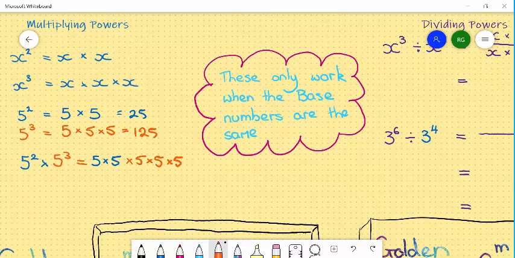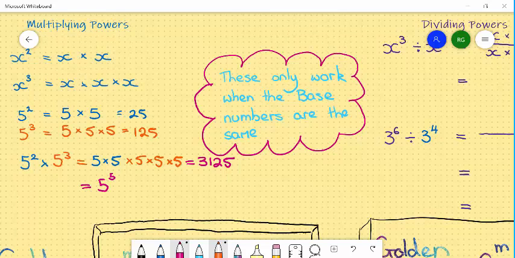Now, if we were to multiply that out, it will equal 3,125. Another way we could write 5 times 5 times 5 times 5 times 5 is 5 to the power of 5, because there are 5 of them.